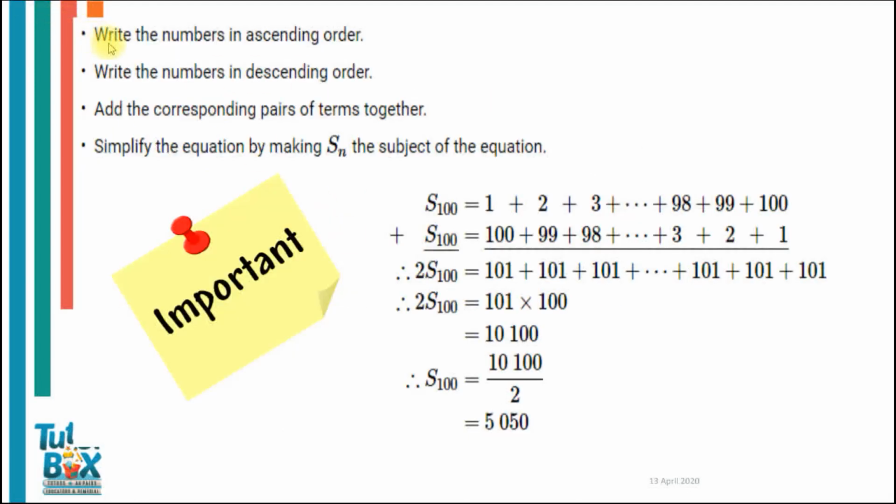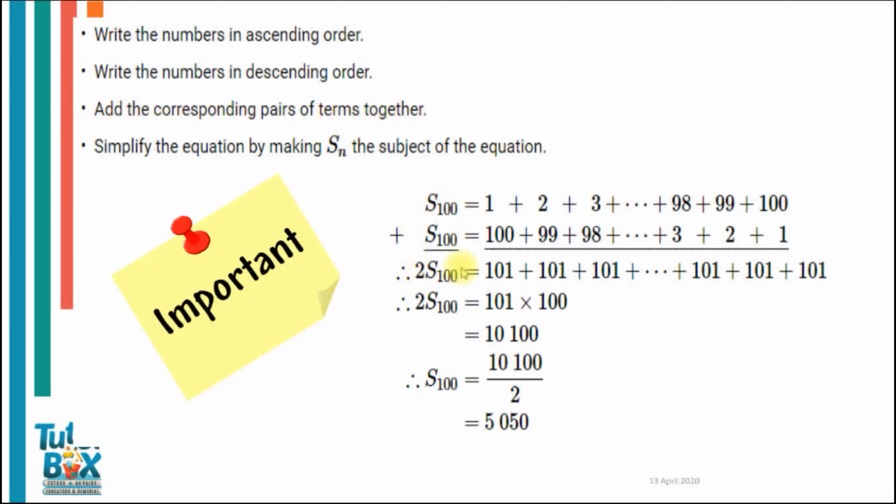First it says write the numbers in ascending order. So the sum of the first 100 will be 1 plus 2 plus 3 plus 4 plus 5 all the way to plus 98 plus 99 plus 100. Step 2, write the numbers in descending order. You still take the same thing, the sum of the first 100, and this will be equal to, in descending order now, 100 plus 99 plus 98 all the way to plus 3 plus 2 plus 1.